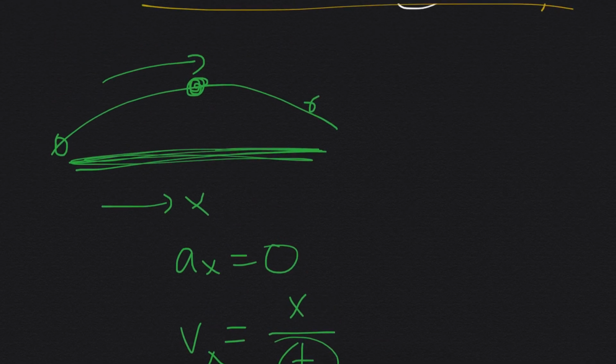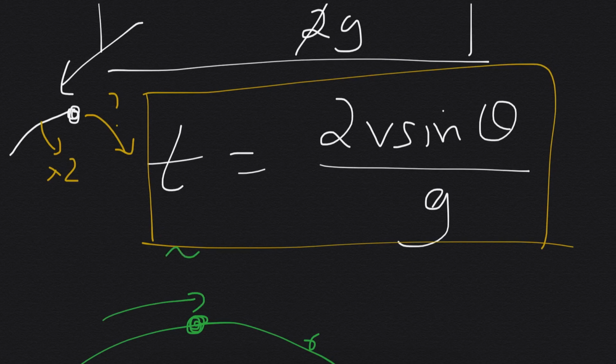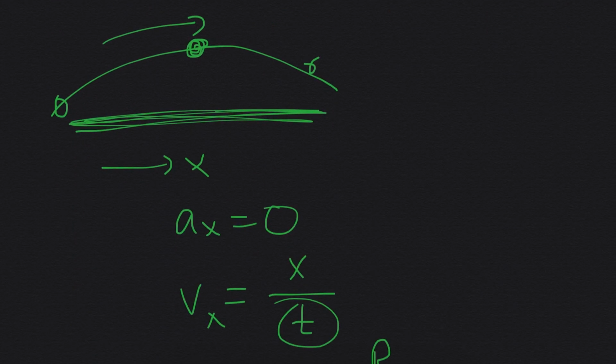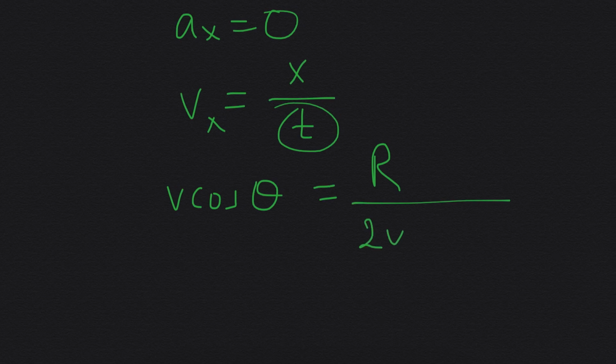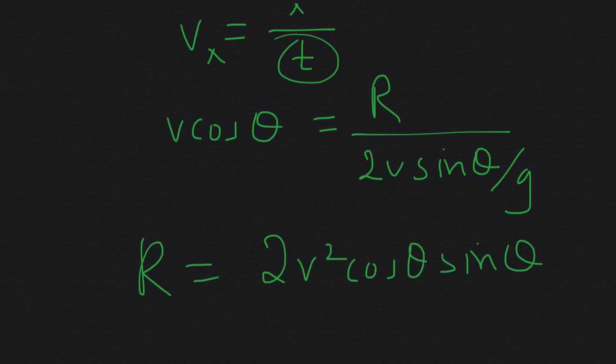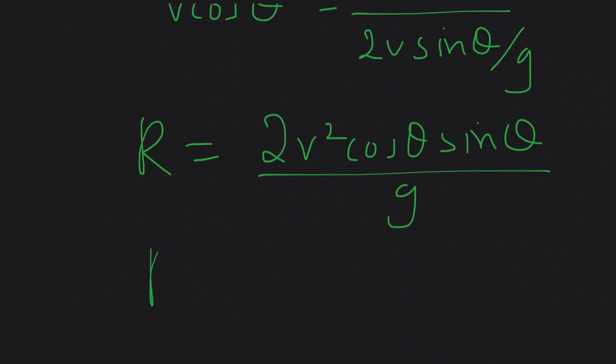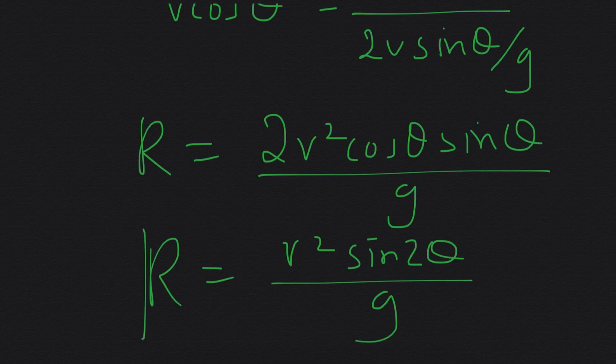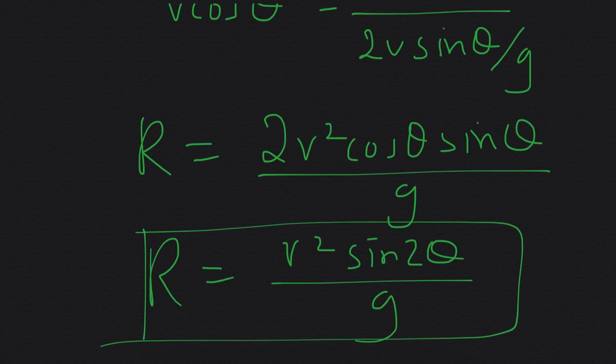And t, what is t? T is the time the ball was going through its journey. And wait, from the previous problem, we already solved for that. So it's 2v sine theta divided by g. So we're going to put that in, 2v sine theta divided by g. And guess what? R is equal to 2v squared cosine theta sine theta divided by g. And if you're really math savvy, 2 cosine theta sine theta is just sine 2 theta. And that's range.